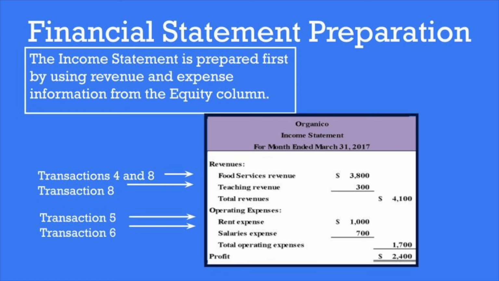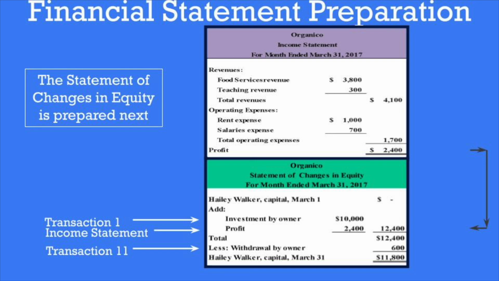And this information is really used to prepare the financial statements. So you can see that the financial statements in summary now will reflect what the business looks like after we've done the month. So our revenues, for example, we had $3,800 in food service. We've had $300 in teaching revenue for a total of $4,100. We've had some operating expenses. We know we had to pay the rent and our salaries, so $1,700. So our profit was $2,400 during the period.